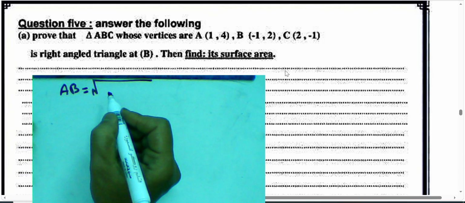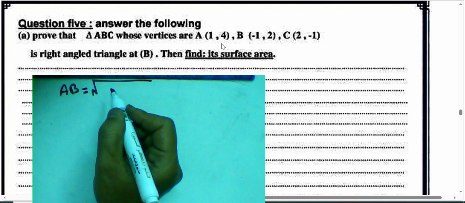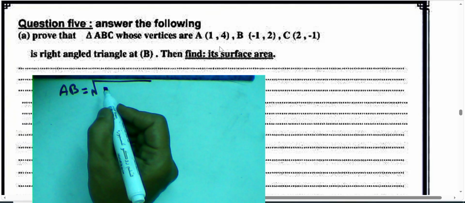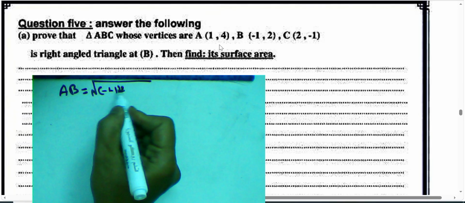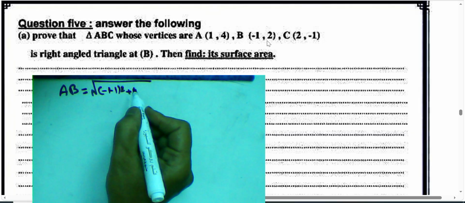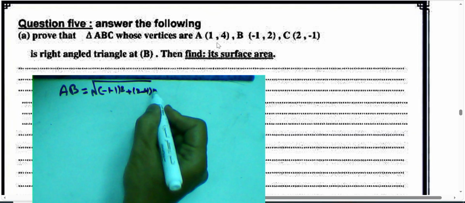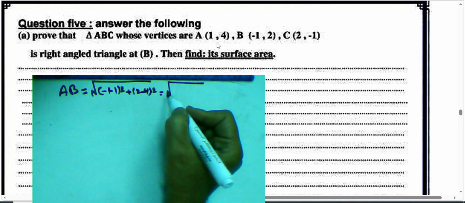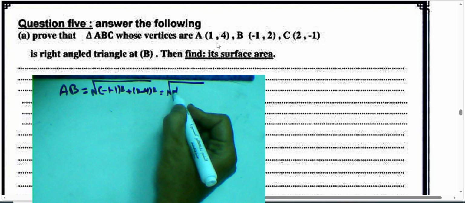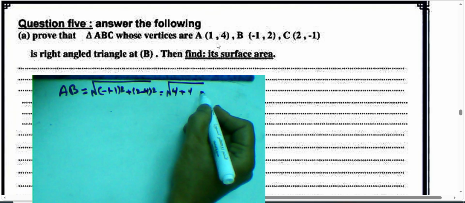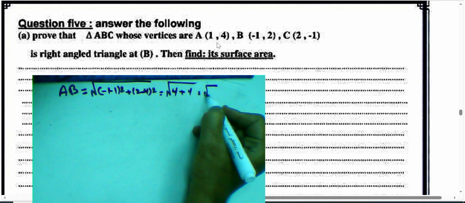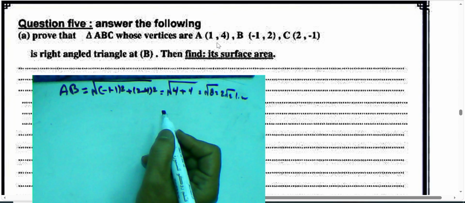By the distance formula, the square root of (2 minus 4) power 2 plus (negative 1 minus 1) power 2. Negative 2 power 2 is 4, and negative 2 power 2 equals 4. Square root of 8. The result will be 2 root 2 length units.